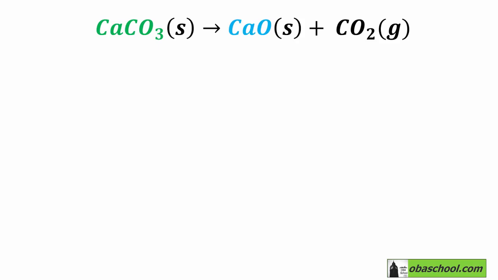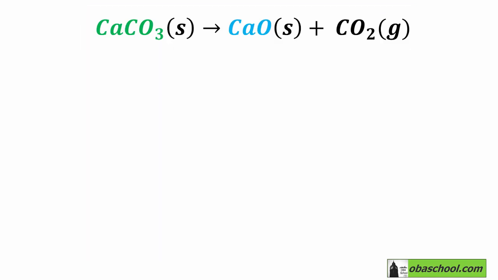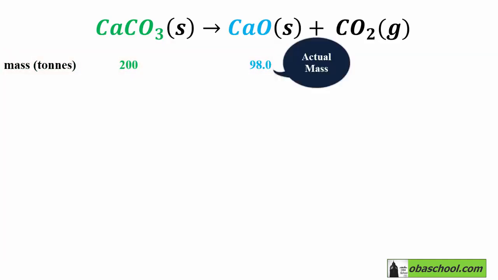As usual, we will start with writing the balanced equation for this reaction. So this is the decomposition reaction of calcium carbonate. CaCO3 solid will decompose to produce CaO, calcium oxide, which is solid, and CO2 gas, carbon dioxide gas. Let's write down the given that we have. The mass of calcium carbonate is 200 tons, and the mass of calcium oxide produced is 98. So this is the mass of the product obtained. Now we have to find the theoretical mass from the stoichiometry of this balanced equation.